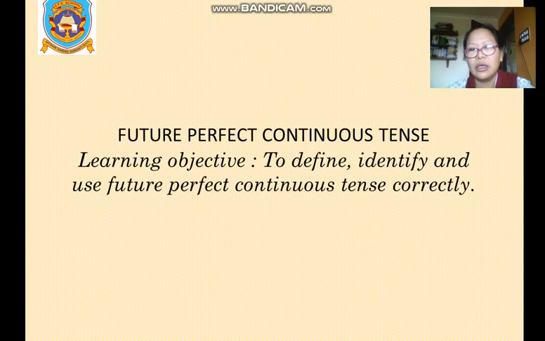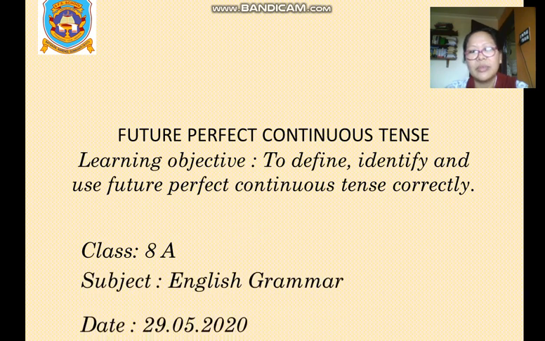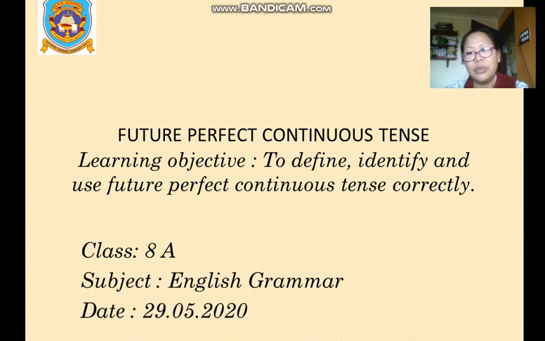Today we will learn future perfect continuous tense. This is the fourth form of future tense. So far we have learned three forms of future tense, and we will do a little summary at the end of the class. The learning objective of our class today would be to define, identify and use future perfect continuous tense correctly like all the other forms. Okay, and today is the 29th of May 2020.